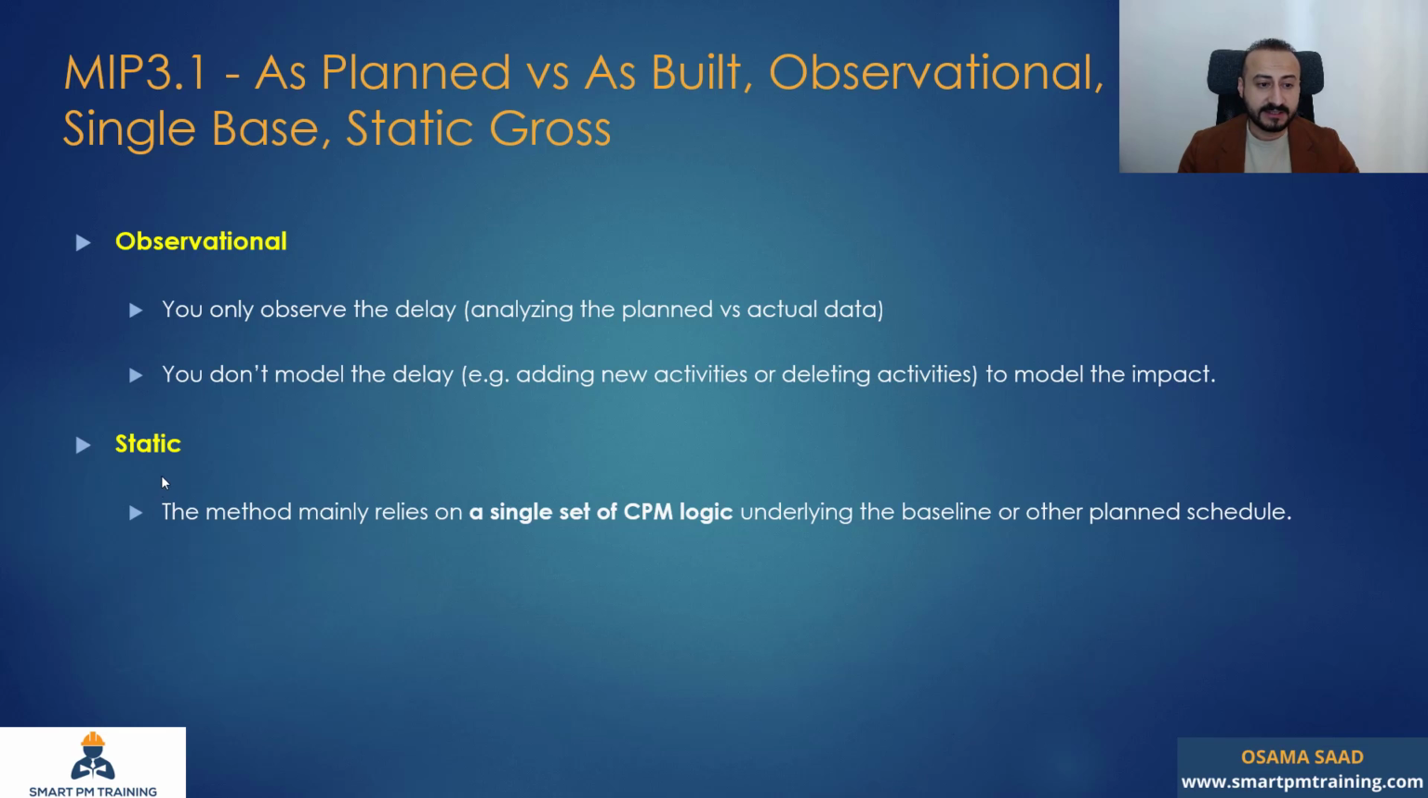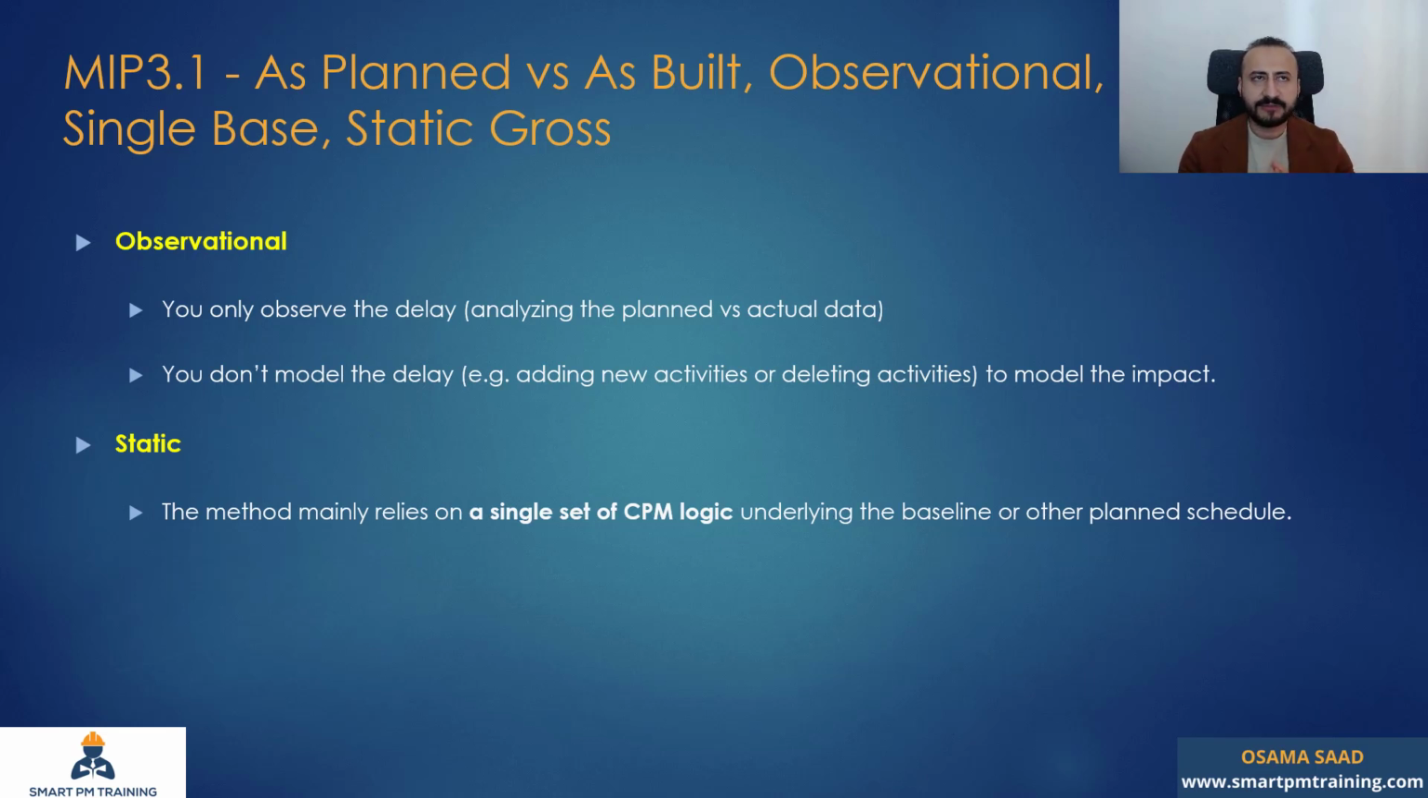It's static because the whole method all the time mainly relies on a single set of CPM logic underlying the baseline or other planned schedule. I'm comparing everything against the baseline. So my measuring point or reference does not change. The logic does not change. It's one reference. So that's why it's static.